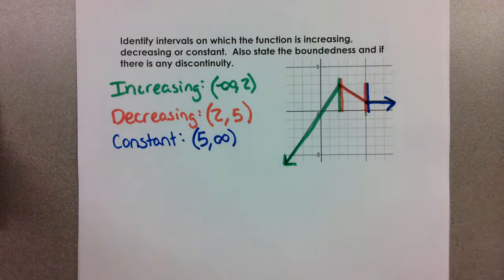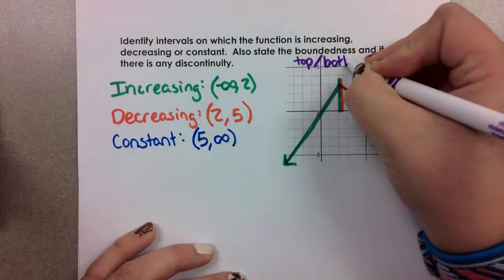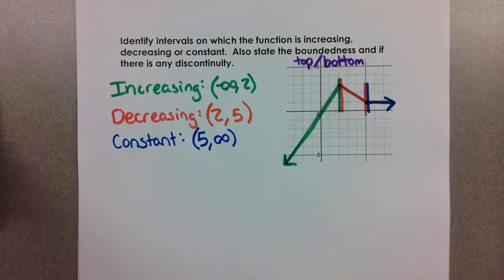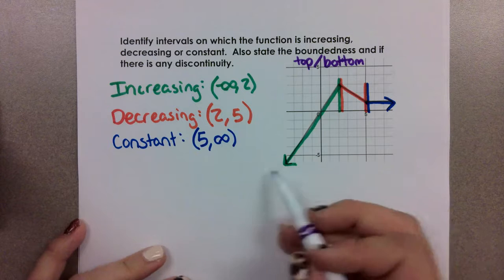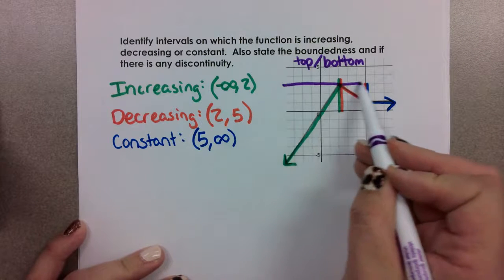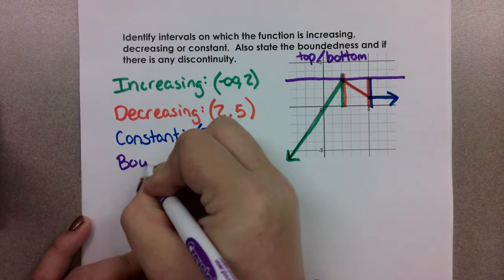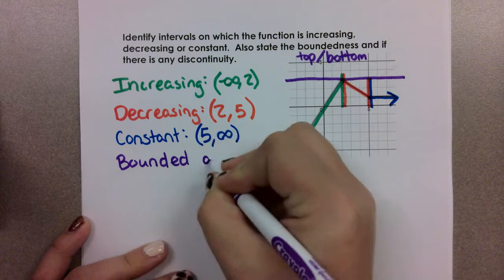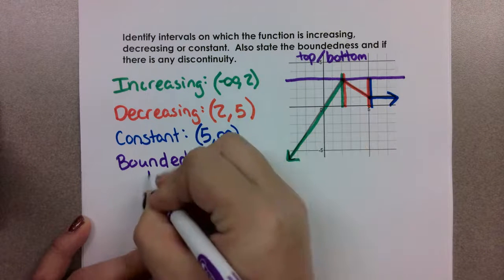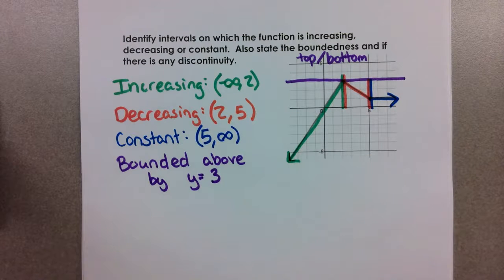Now we're going to talk boundedness. Boundedness is just a top or bottom bound. We're restricted. Well, on the bottom, we're not restricted at all because we go down to negative infinity. But at the top, we can't go above that line. So we are bounded above by the line y equals 3. That's a restriction to our range.